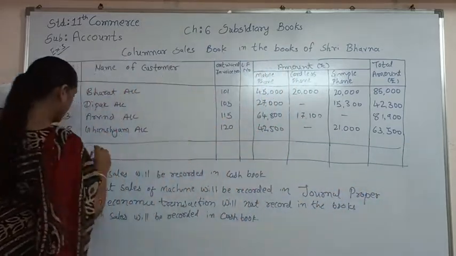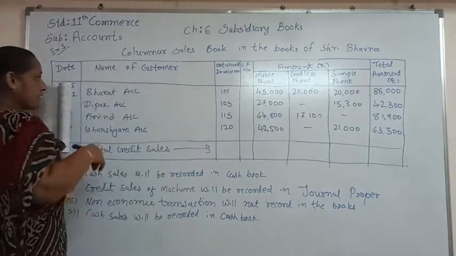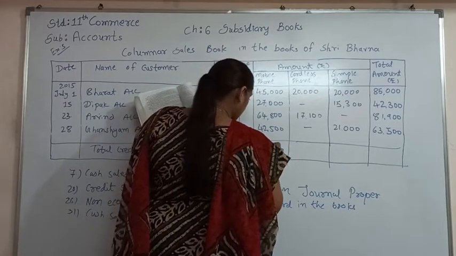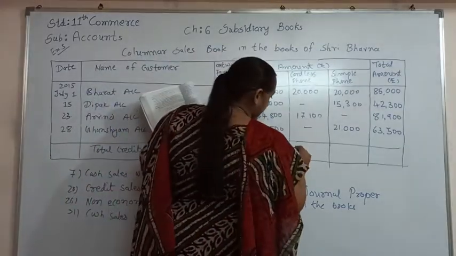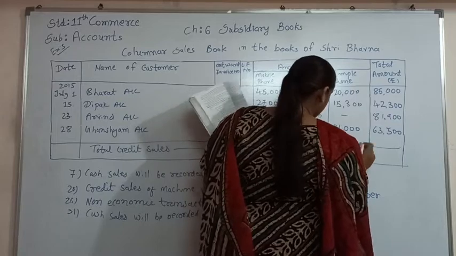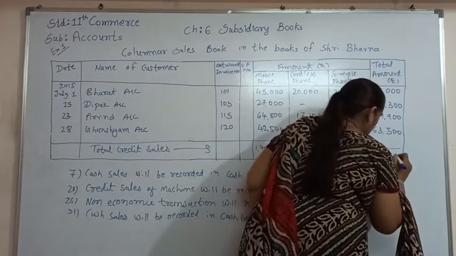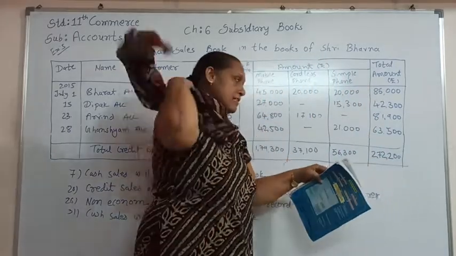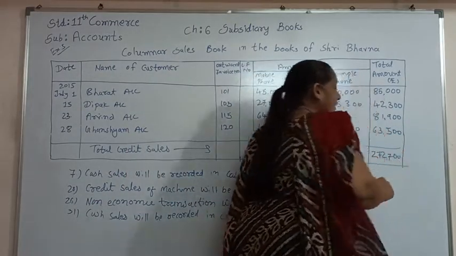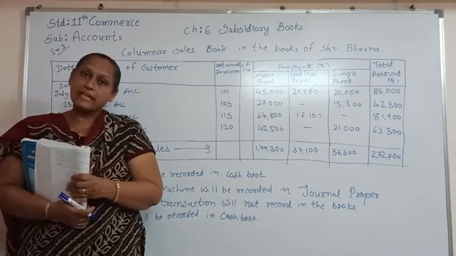So here total credit sales: 1,79,300 total of mobile phone, and this will be 37,100, and this will be 56,300, and the total amount will be 2,72,200. So this is the total credit sales of the month. So you may note down this in your notebook. Then next we are going to see Columnar sales book according to goods as well as expense.